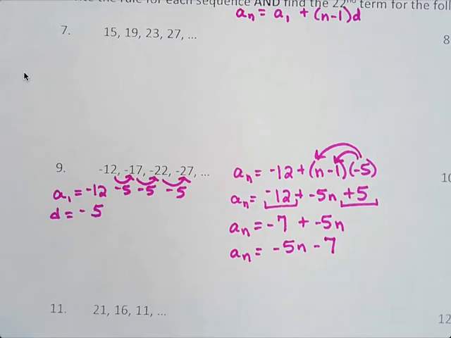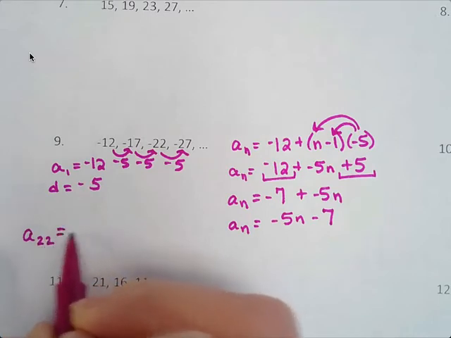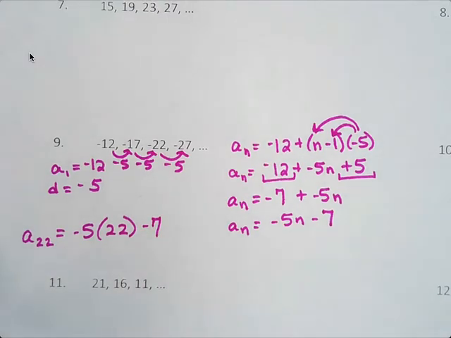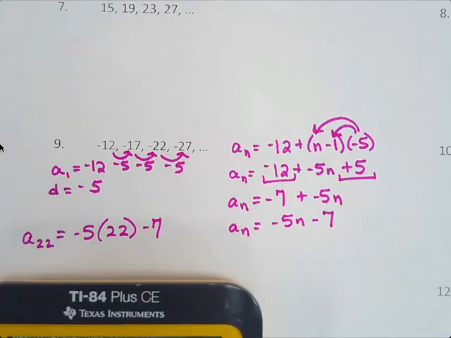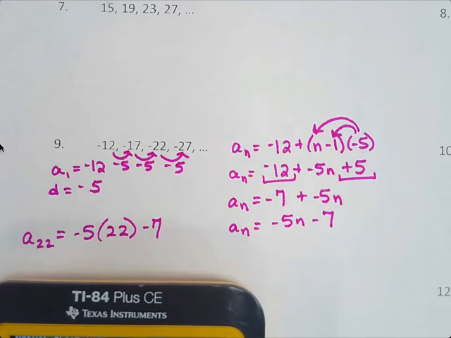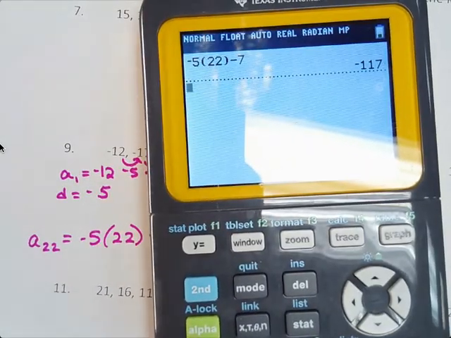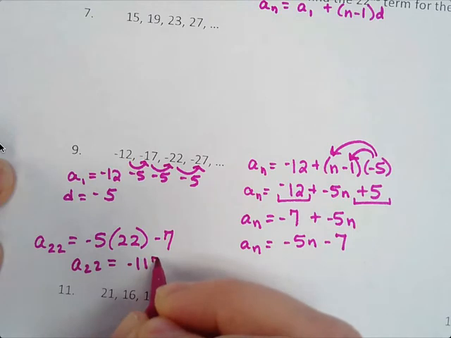And then we're supposed to find the 22nd term. So we do A22 equals negative 5 times 22 minus 7. So we can just use the calculator on that. Negative 117. Do y'all agree? Okay. So A22 equals negative 117.